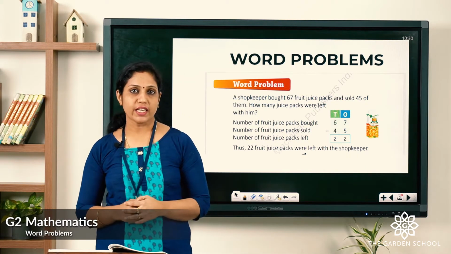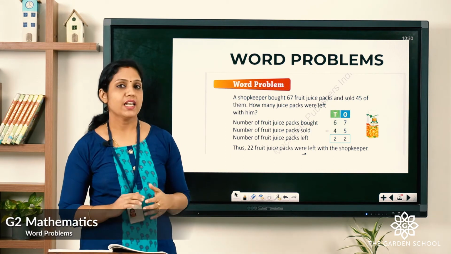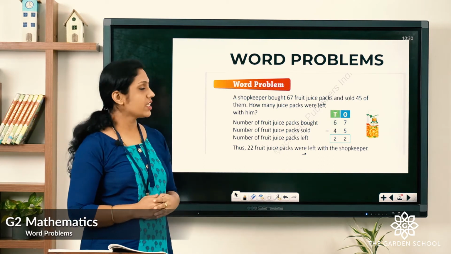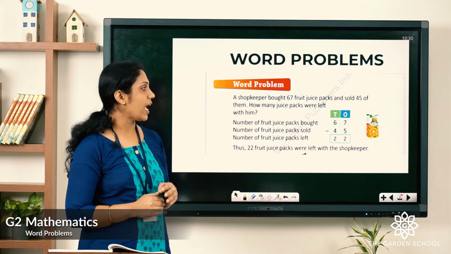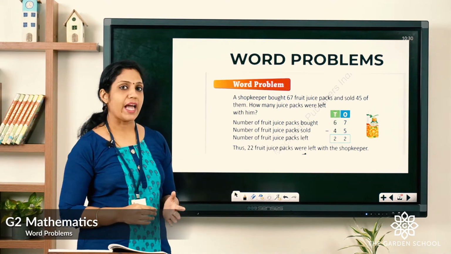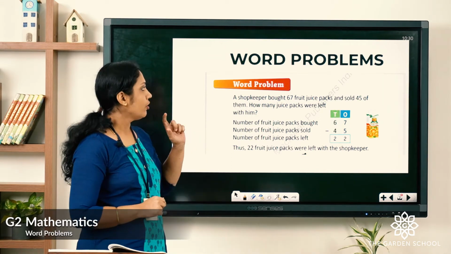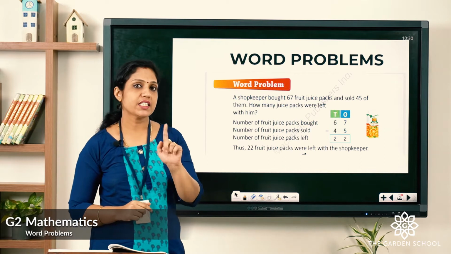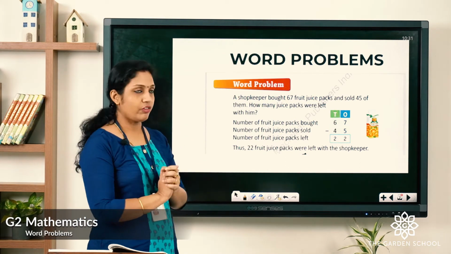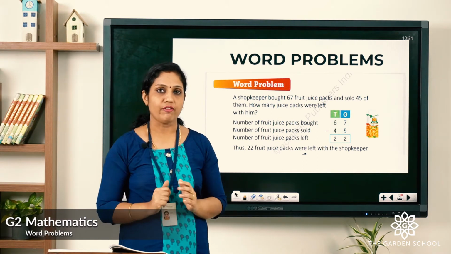Here in your text, page number 38, we have a word problem. Let's read the word problem. A shopkeeper bought 67 fruit juice packs and sold 45 of them. How many juice packs were left with him? So what is the question? A shopkeeper is having 67 fruit juice packs and he sold 45 of them. So remaining how many fruit packs are there with him, we have to find out.